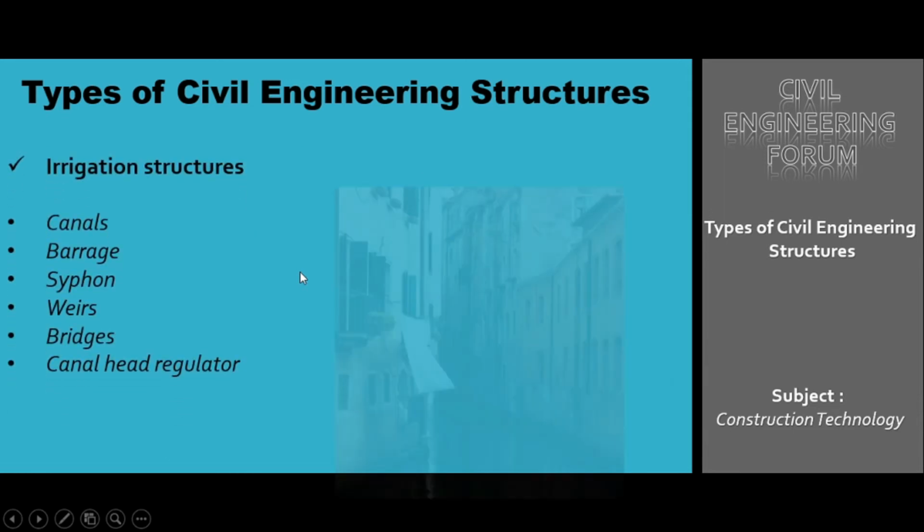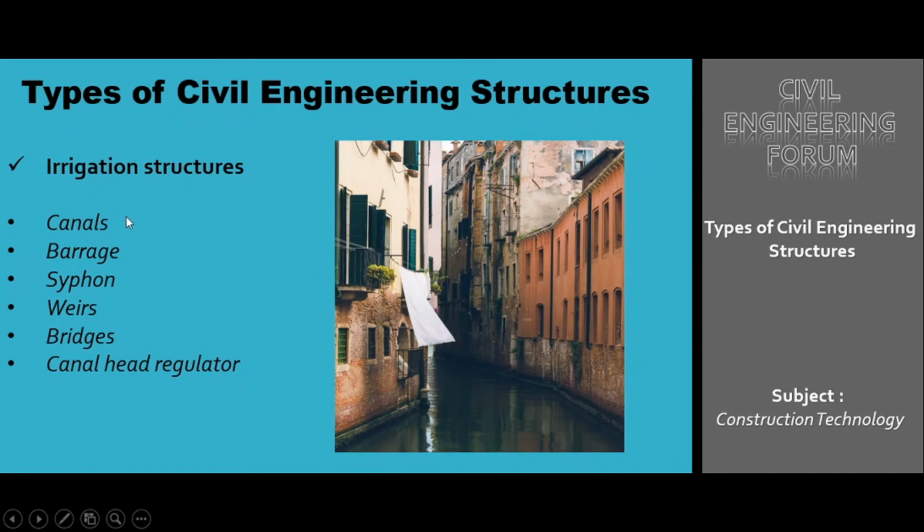Then after that we have irrigation structures such as canals, barrage, siphon, weirs, bridge, canal head regulator, etc. So all of these structures are used for the irrigation purpose in one or the other way. Then here, at first if we talk about canals, it is an artificial waterway constructed to allow the passage of boats, ships, to convey water for irrigation or any other purpose. Barrage. It is an artificial barrier across a river to prevent flooding, aid irrigation or navigation, or to generate electricity by the tidal power. Then on the third number we have siphon.